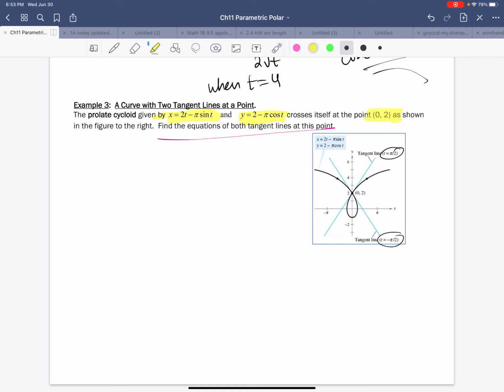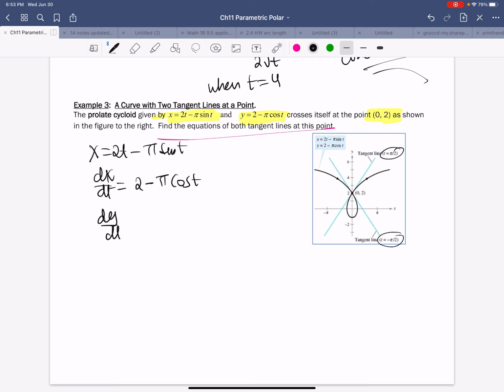And we're looking for the point (0, 2) on the rectangular coordinate system xy. Okay, so to find the equation of the tangent line, the first thing we need is the slope of the tangent line. So x is equal to 2t minus pi sine t. dx/dt is going to be 2 minus pi cosine t.